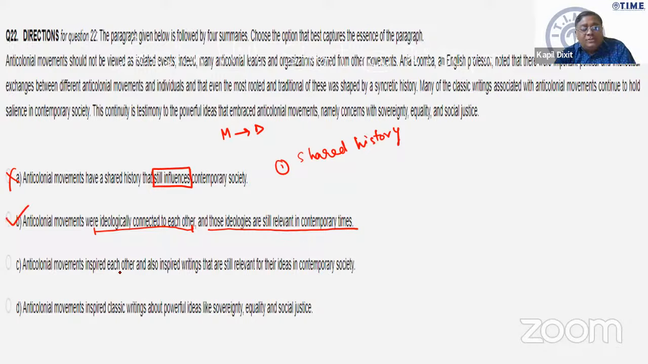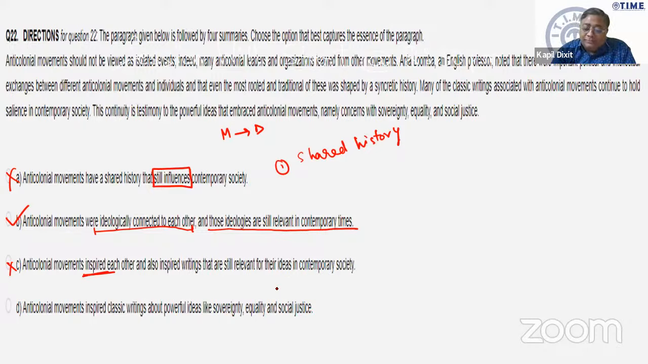Anti-colonial movements inspired each other. Oh, nowhere is it mentioned that they inspired each other. Anti-colonial movements inspired writing is not given in the para. The para only says many of the classic writings associated with anti-colonial movements. So there is a correlation between writings and the movements, but there is no clear causation. Okay. So again, wrong. Anti-colonial movements inspired classic writings about powerful ideas like sovereignty, equality, and social justice.